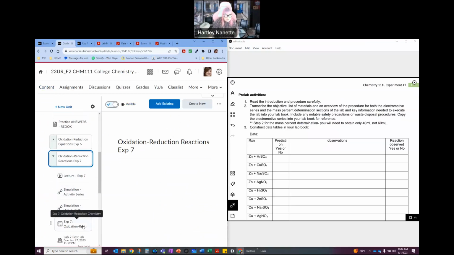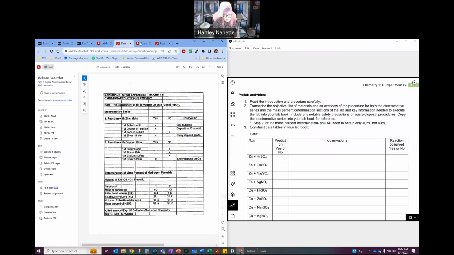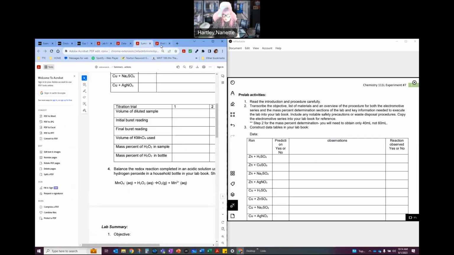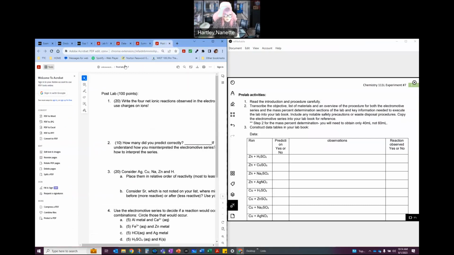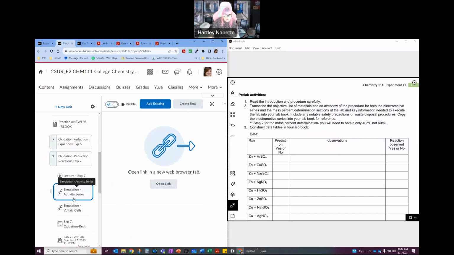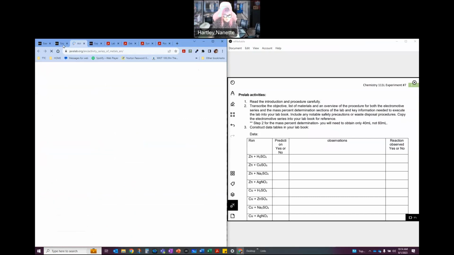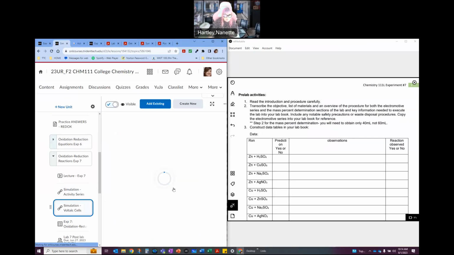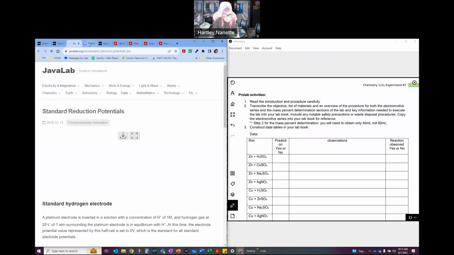We have our checklist for all the materials that are available for these, which include the lab manual, the data that's available, the summary, which we're looking at, and the post-lab. We'll walk through the summary and the post-lab in just a minute. The other things are this simulation for the activity series and the simulation for the voltaic cells. Both of those will be necessary to do this part of this experiment. So we're going to open both of those, both at the same time.